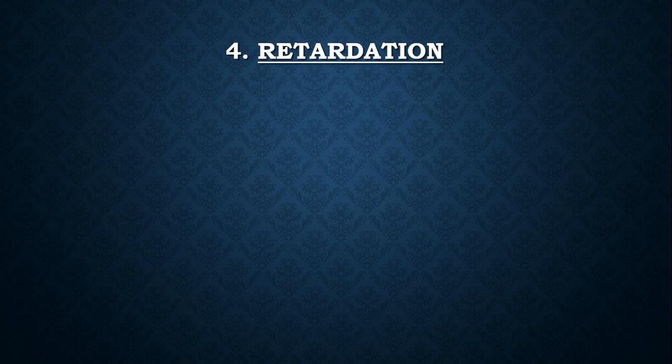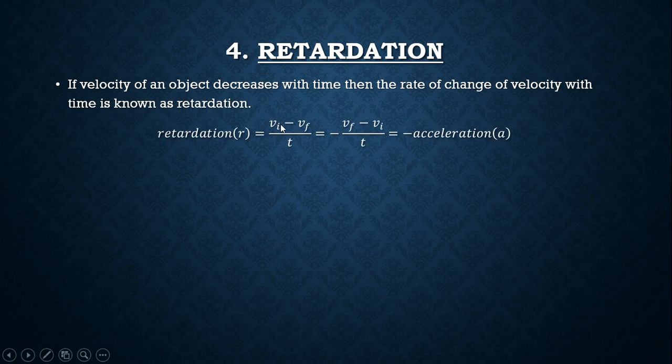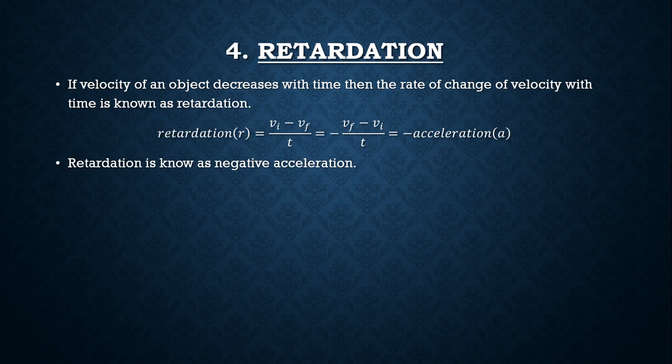Now retardation. If the velocity of an object decreases with time, then the rate of change of velocity with time is known as retardation. Retardation means initial velocity minus final velocity by time. We can write that minus of (Vf minus Vi) by t, that is minus of acceleration. That's why retardation is known as negative acceleration.